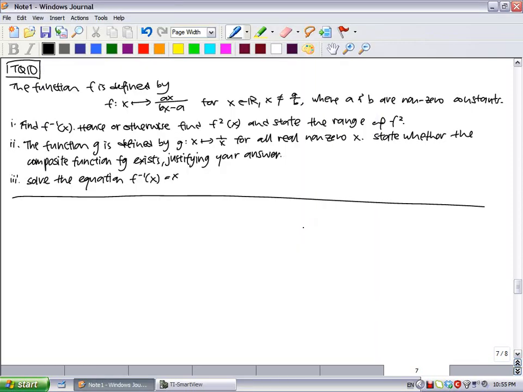Question 10 gives you a function, and the most interesting thing about it is that it has no numbers. It's only got a, b and x. So first you need to find f inverse x, which again, remember, is just making x the subject of the equation. This should become fairly routine to you by now.